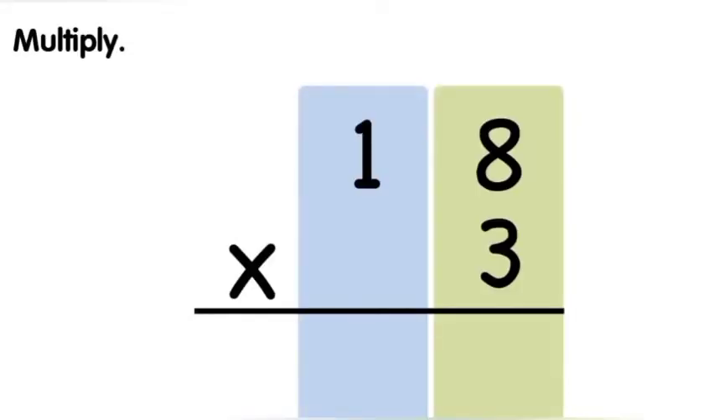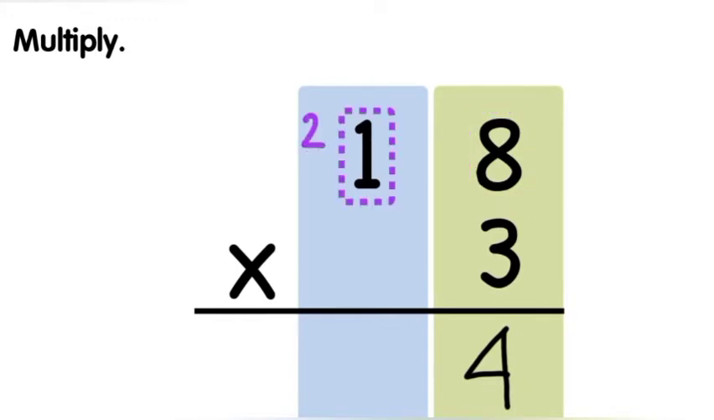Multiply. Let's find 18 times 3. First, multiply the ones by 3. 8 ones times 3 equals 24 ones. Regroup 24 ones into 4 ones and 2 tens.